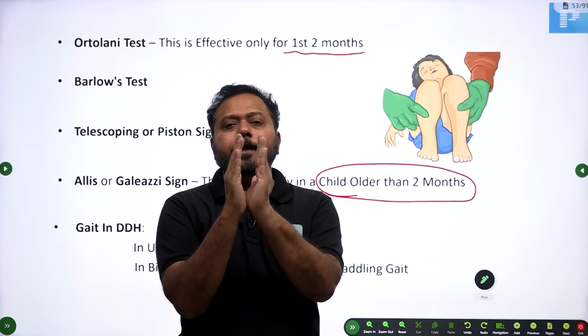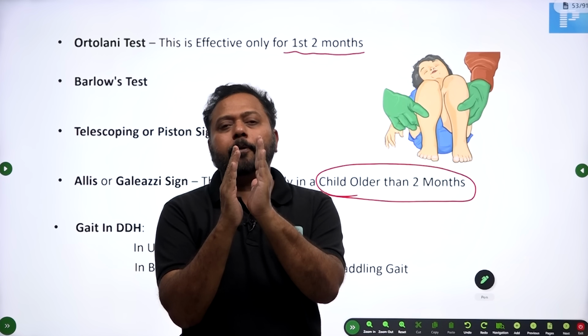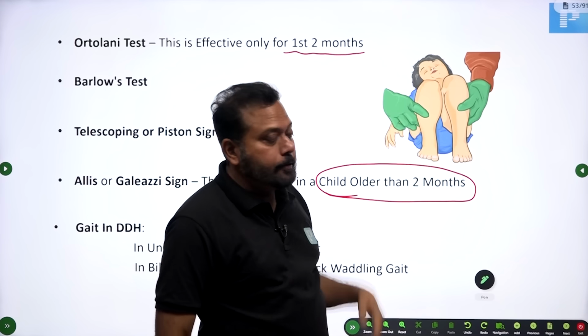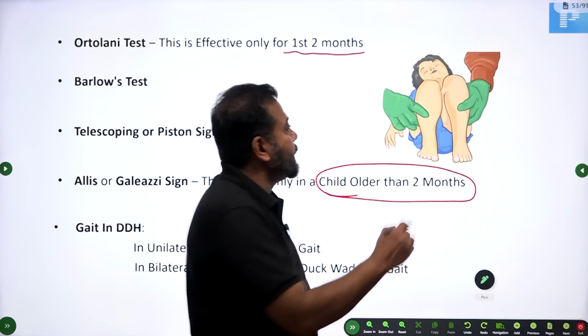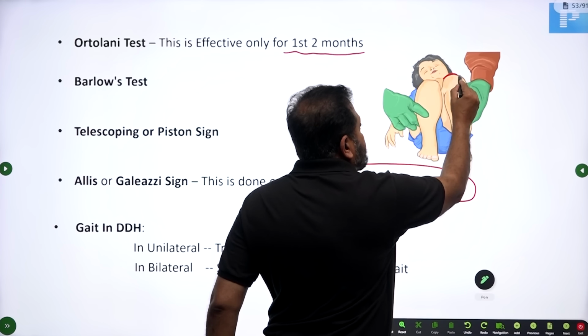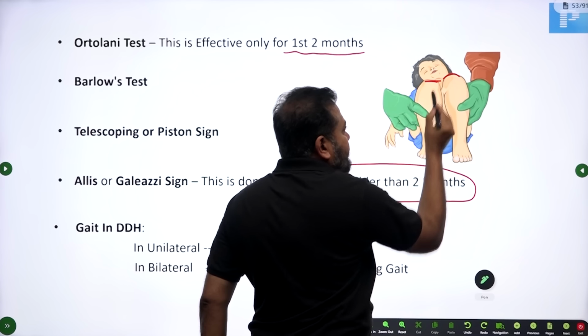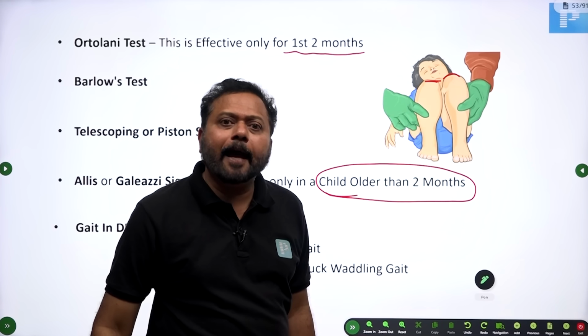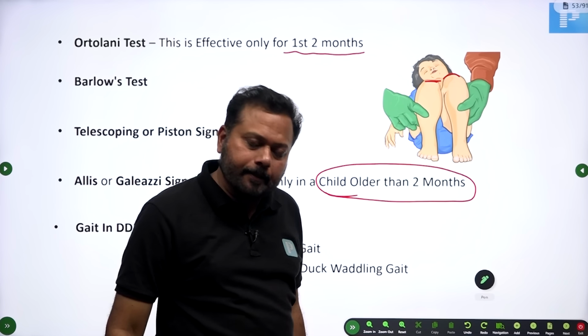If it is a case of DDH, on the affected side, the level of the knee joint will be lower than the upper one. So this is called Allis test, other is called Galeazzi sign. You see, the normal hip is at this level, the affected hip is slightly lower. So this is called Allis test, other is called Galeazzi sign.